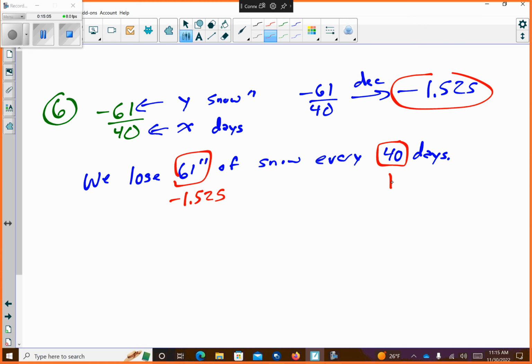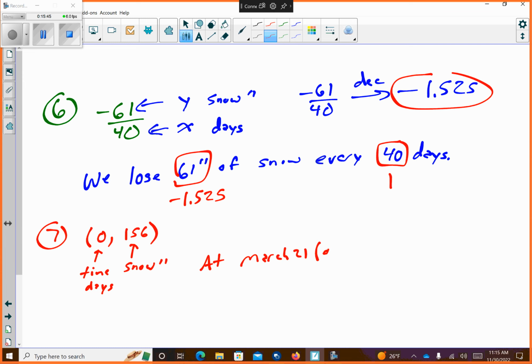No. All right. What are the coordinates of the y-intercept? Well, we said (0, 156). In the context of the problem, this is the snow in inches, and this is time in days. So you can say for the context, at March 21st, which is day zero, we have 156 inches of snow. Pretty straightforward.